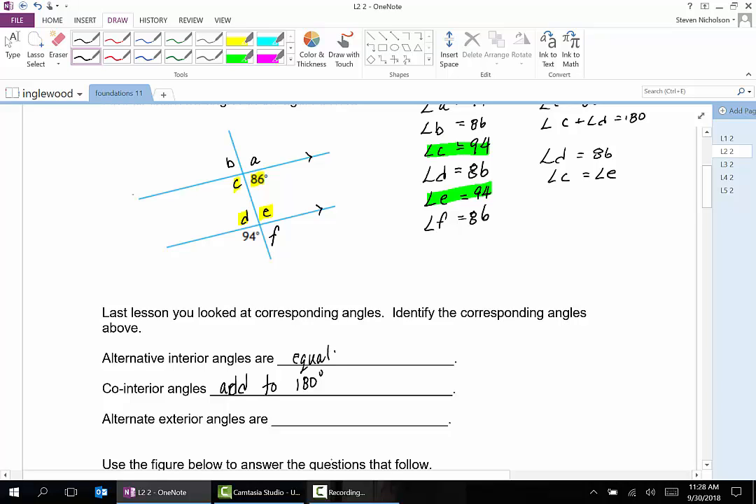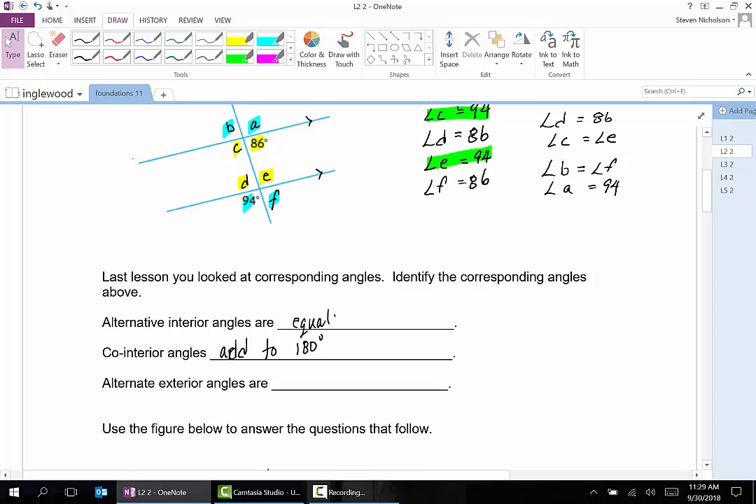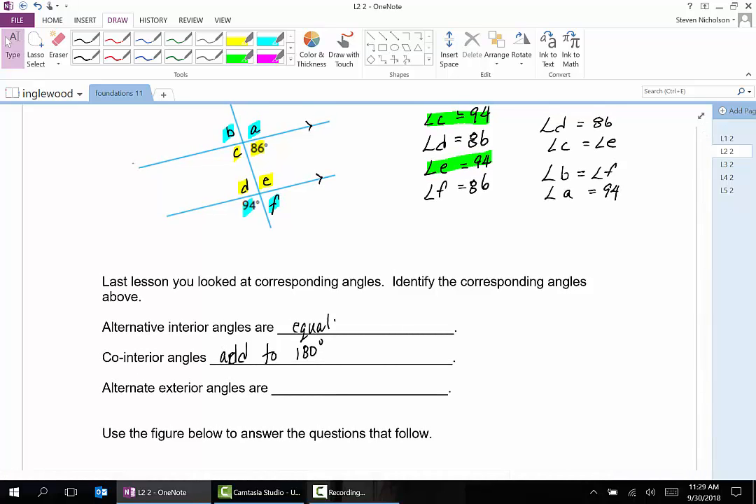Now you could always look this up in the textbook as well. There'll be definitions. And finally, what you might notice about things like angle B and angle F and angle A and that 94 degrees, what you should notice is angle B is the same as angle F and angle A is the same as 94 degrees. And these kind of angles are called alternate exterior. Exterior meaning on the outside of the parallel lines, and alternate meaning on either side of the transversal. And they will always turn out to be equal.